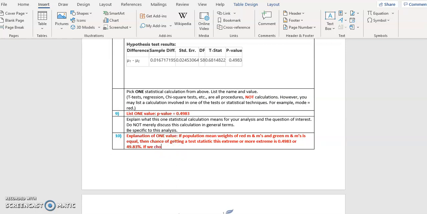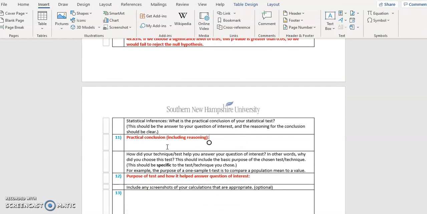If we choose a significance level of 0.05, this p-value is greater than 0.05, so we would fail to reject the null hypothesis. So this should cover me for question 10. Now your practical conclusion with reasoning.